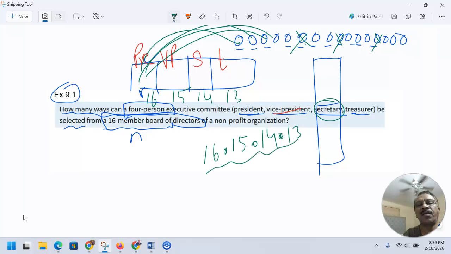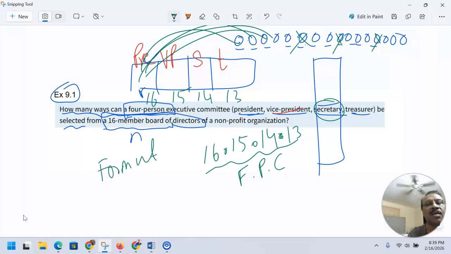This is called the fundamental principle of counting, or you can use the formula. So I'm going to use the formula here. What is the formula? There are 16 of them, and you want the permutations possible. How many different ways can you select president and all these four? So you just do this, put it on the calculator.